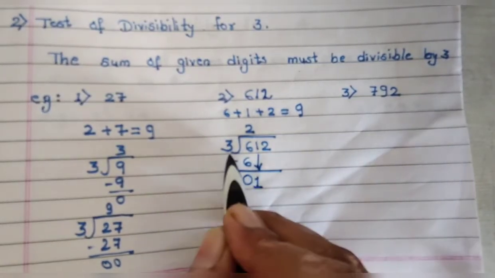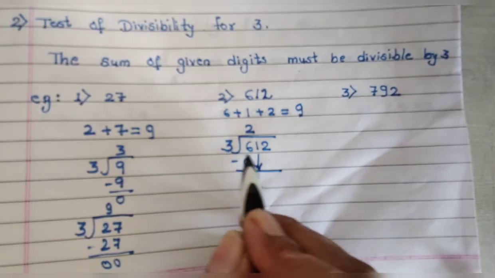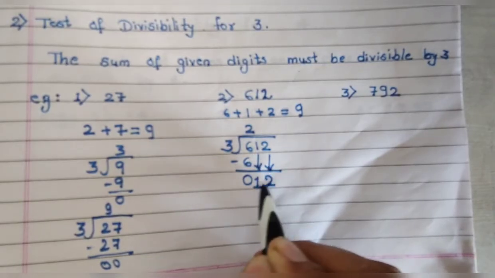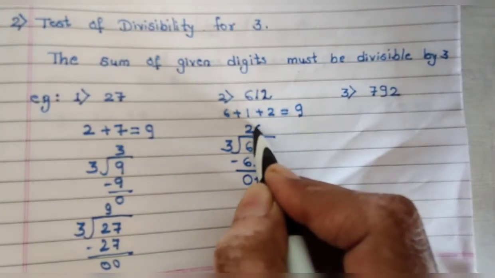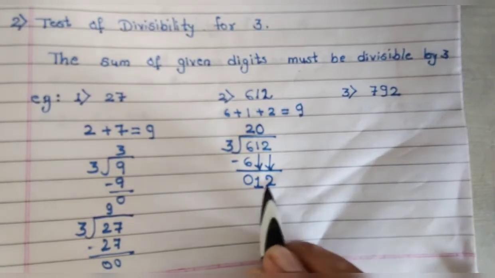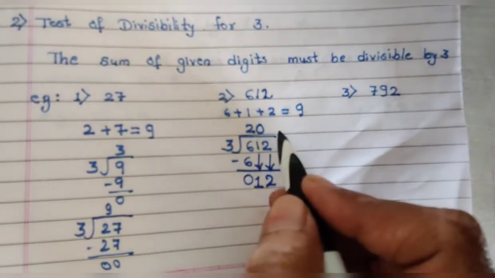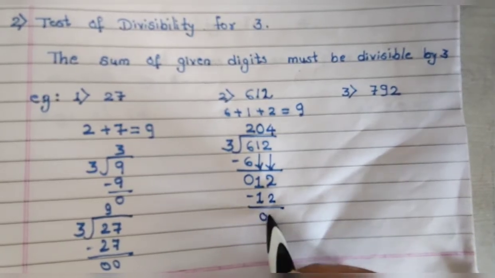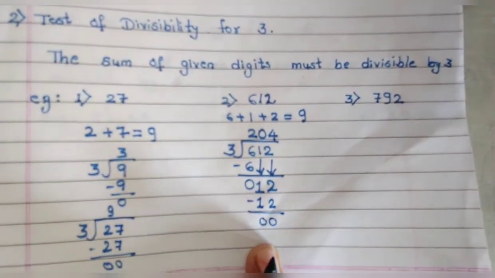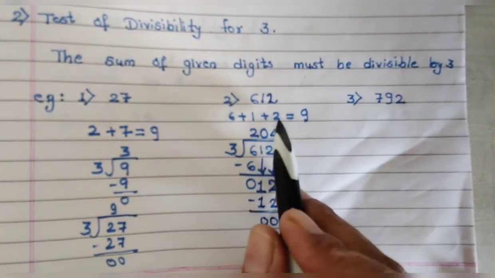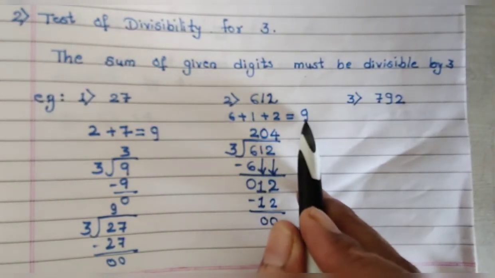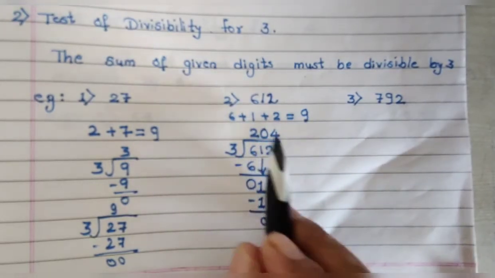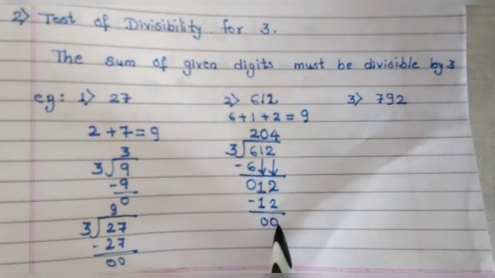1 is smaller than the divisor. And I want to take the second number also down. If you want to take 2 numbers at a time down, you have to give a 0 in the quotient. Now it is 12. 3 4s are 12. Minus, 0 0. You could see the division is completed. So 612, after adding also, we come to know that 9 is divisible by 3. So definitely 612 will also be divisible by 3. And we had proved it by doing the actual division.